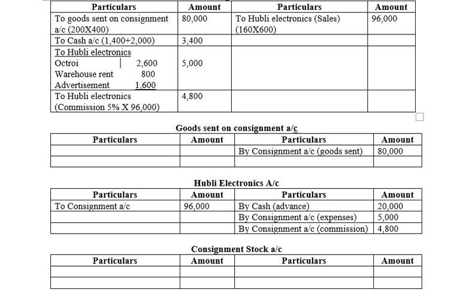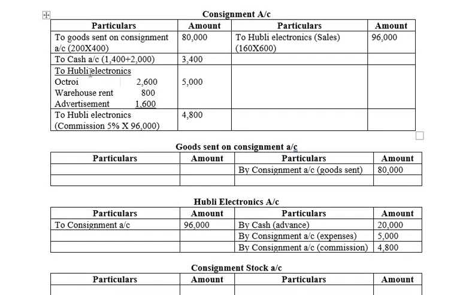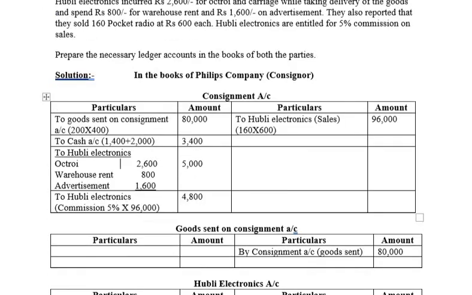The first effect is over here in the consignment account. Yes, this is the first effect. Consignment account debit to consignee's account, and the second effect will be in the consignee's account by consignment account expenses incurred, which is 5,000. Total it out. Clear? Next.